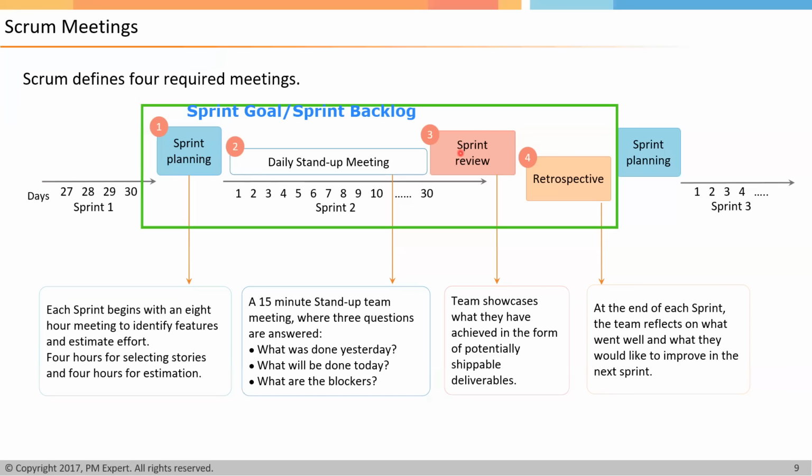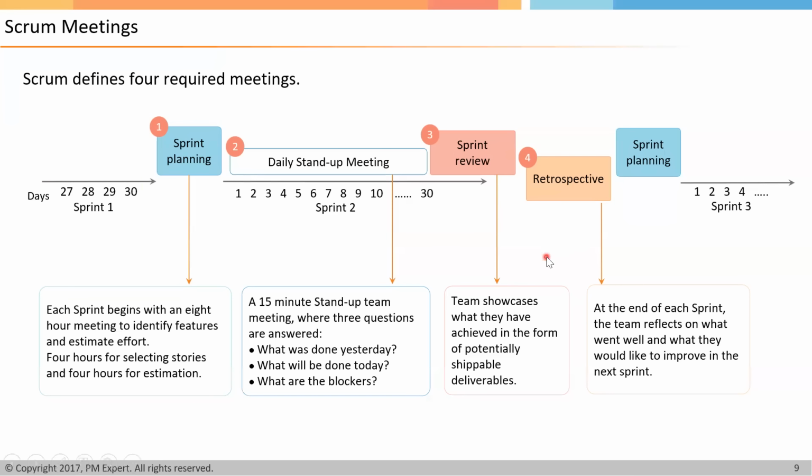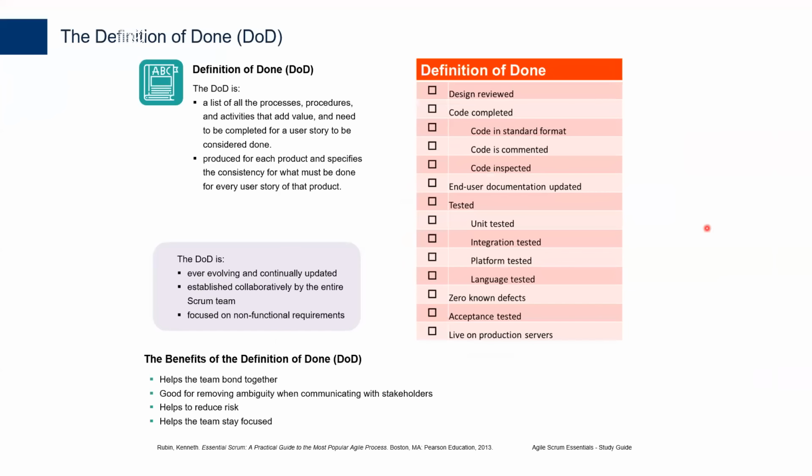After the demonstration, the working functionality or the potentially shippable product is accepted or rejected based on the definition of done. Definition of done is a checklist like this. I'll show you a sample checklist that represents definition of done. It may be slightly more than the acceptance criteria. Let me show you a sample definition of done, guys. This is a sample definition of done. It's a checklist like this. It includes acceptance criteria.